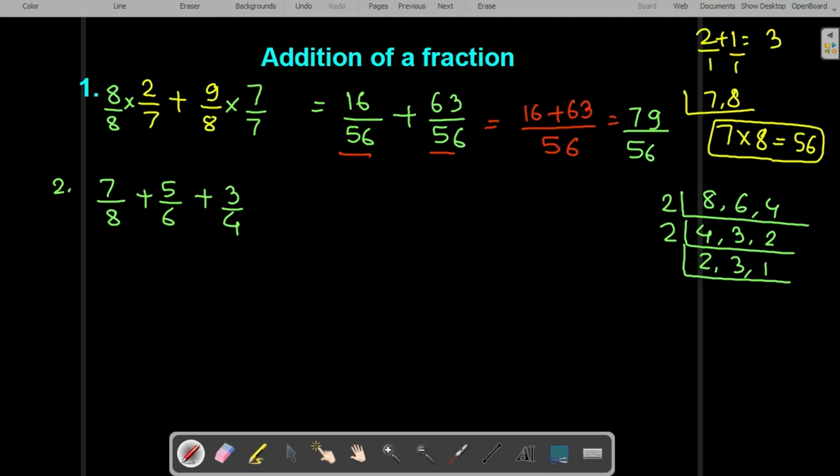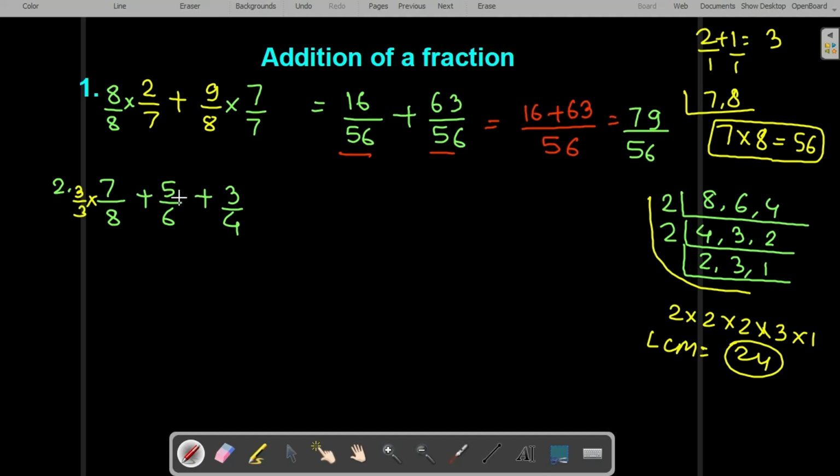So what I will do, I will just multiply all these numbers in order to get the final LCM. So 2 into 2 into 2 into 3 into 1. Okay, so this is 2, 2, 2, 3, 1. 2 into 2, 4, 4 into 2, 8, 8 into 3, 24. That means our LCM in this case is 24. Each denominator we have to make 24. So what can we multiply here? 3 to get 24, 4, and this one should be 6.